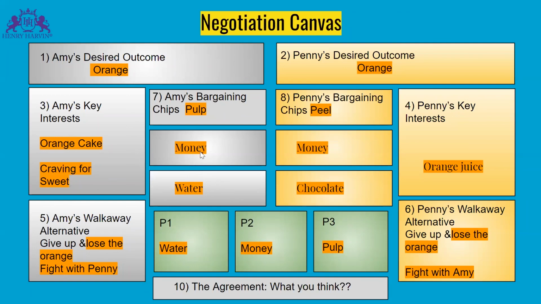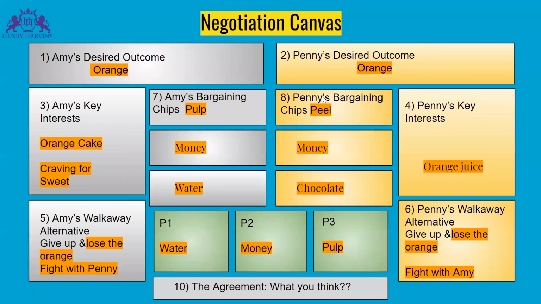By giving her money, she buys water to quench her thirst. I'm giving her another pulp, not the orange, probably mango, so that she makes mango juice and quenches her thirst, right? So this is Amy's understanding. Now, Penny's bargaining chips. Penny comes up with these bargaining chips by understanding Amy's interest.